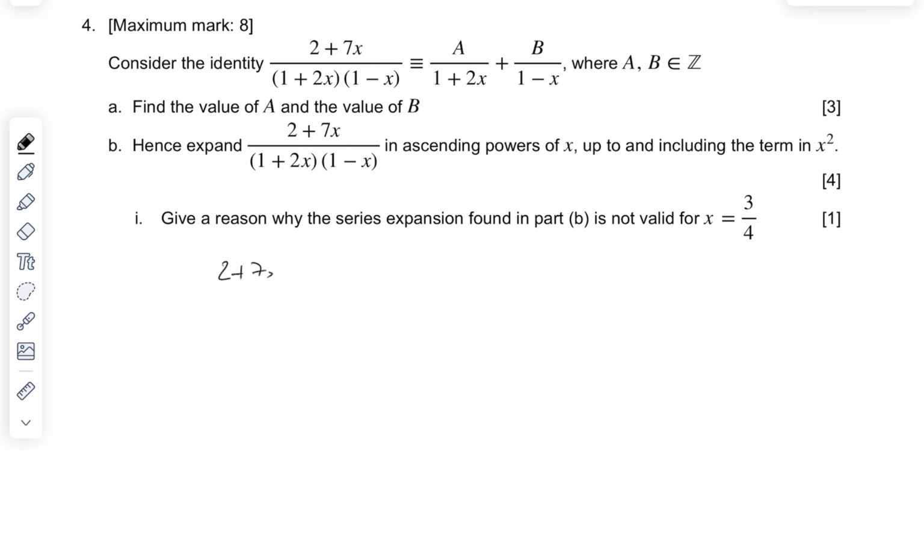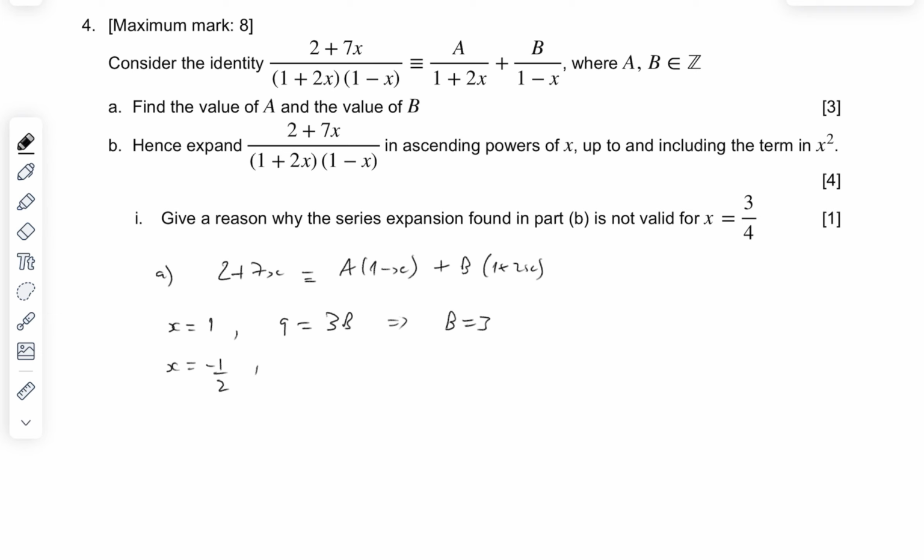So we've got 2 plus 7x, part A, is the same as A times 1 subtract x plus B times 1 plus 2x. Now let's try x equals 1, because that will make this go to 0. So we end up with 2 plus 7 times 1 is 9 equals, this is 0 and disappears, and then we get here 3B. So B equals 3, and then we can try x equals negative a half.